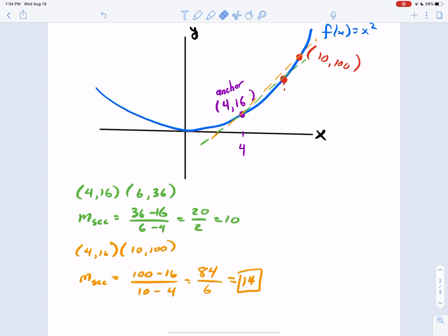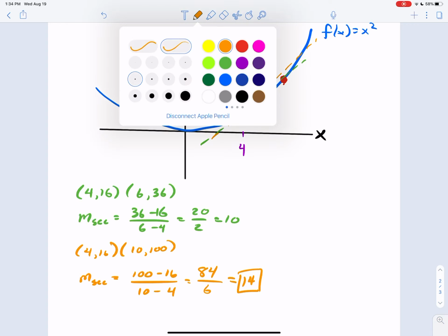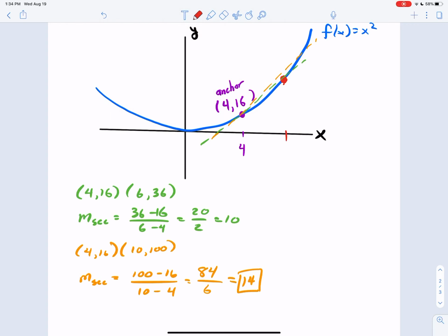Let's try that again. What if I picked some generic point? What would you guys call it? Okay, so some generic point that's away from the anchor. The anchor I know is at 4, so X amount of distance away from 4 is just going to be 4 plus however much I move.